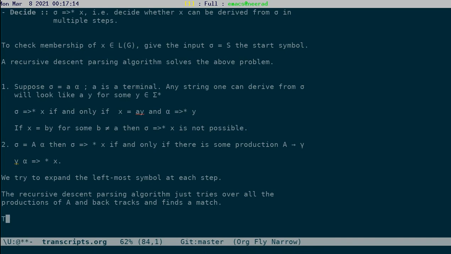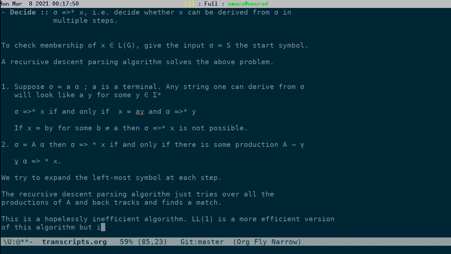But this is hopelessly inefficient. It's not even clear whether it will terminate. Okay. So LL1 is a slightly cleverer version of this algorithm, but it need not work for all grammars.